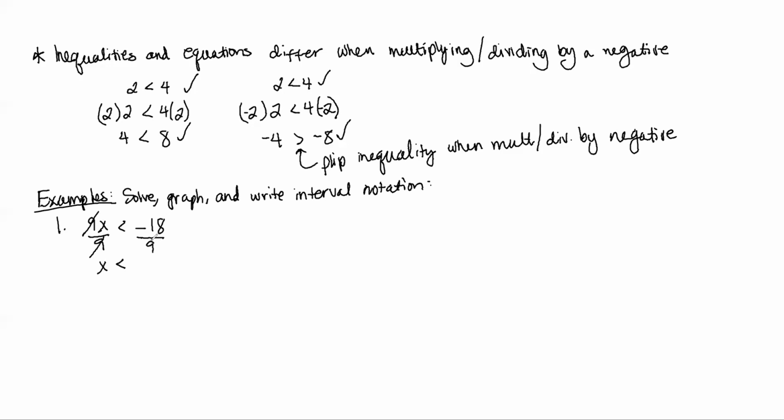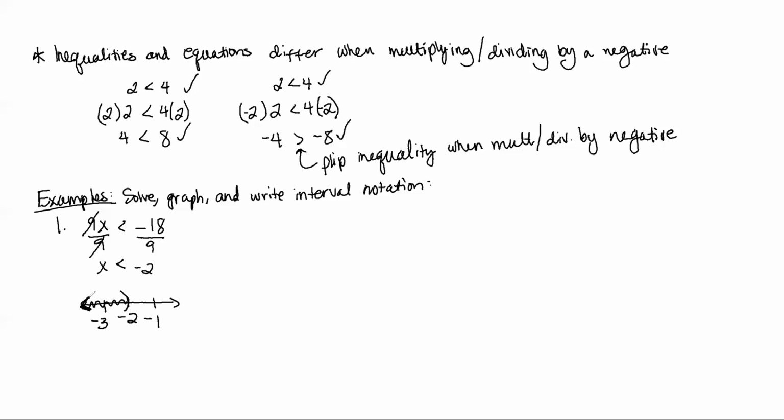Negative 18 over 9 is negative 2. All of those sign rules still apply. And let's go ahead and graph this. So I'll put negative 2 in the middle, negative 3 on the left, negative 1 on the right. Try to figure out if it's parenthesis or bracket, and then which direction we're going to shade. So if it's a less than, we're going to have a parenthesis, and we want everything less than negative 2. So we're going to go to the left, parenthesis, shade to the left.